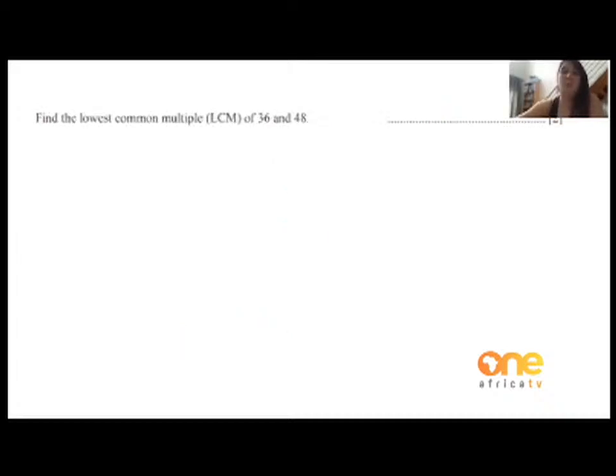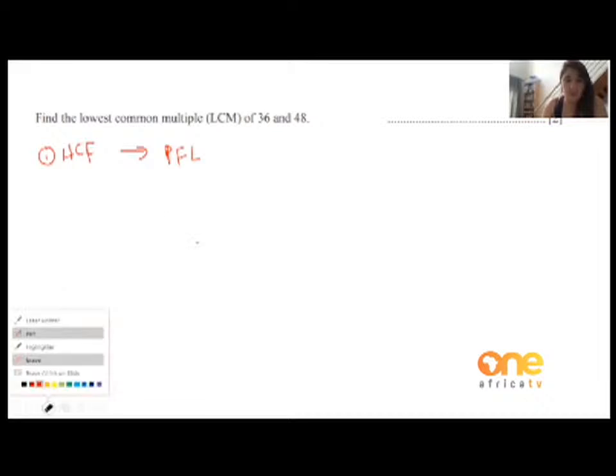Find the lowest common multiple of 36 and 48. Well, for lowest common multiple, I know that I need to first find the HCF by building a prime factor ladder, right? And then after that, circling what's left over to find LCM. Okay, so let's find HCF first. Let's do the prime factor ladder of 36. It's a bit untidy. Okay, let's do 36.